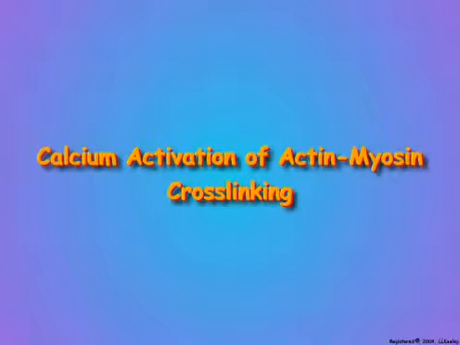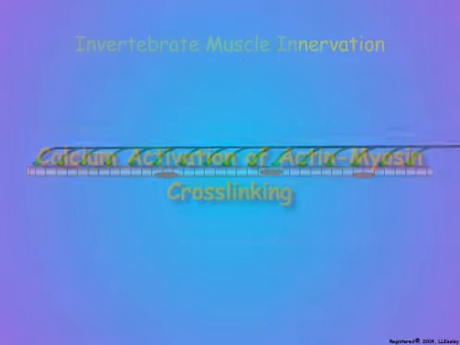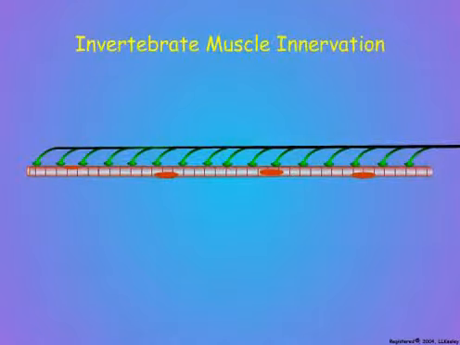This scene shows the events that activate muscle contraction and the biochemical details of cross-linking and sliding of the actin filaments by the myosin heads. The cycle starts when an electrical impulse from a motor neuron stimulates a muscle fiber.